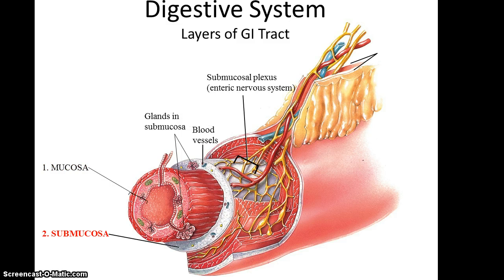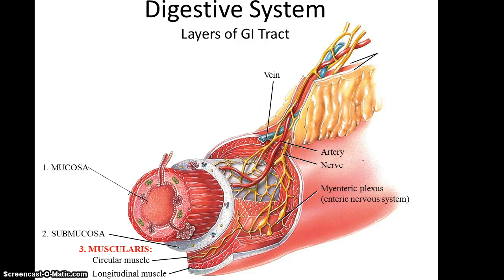The second layer is the submucosa. It's mostly connective tissue. However, you will also find some of the glands that open into the lumen embedded in this layer. There are also blood vessels, nerves, lymphatic vessels. The nerves actually form the enteric nervous system called the submucosal plexus, because the GI tract actually has a quote-unquote brain of its own. It can function independently of our central nervous system.